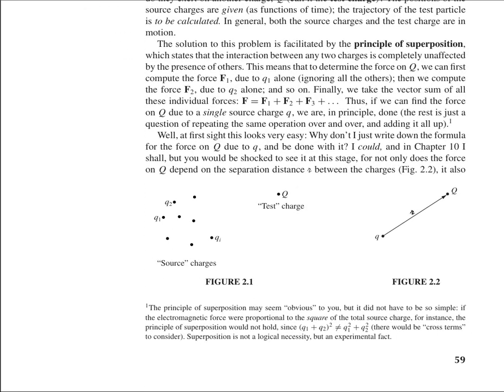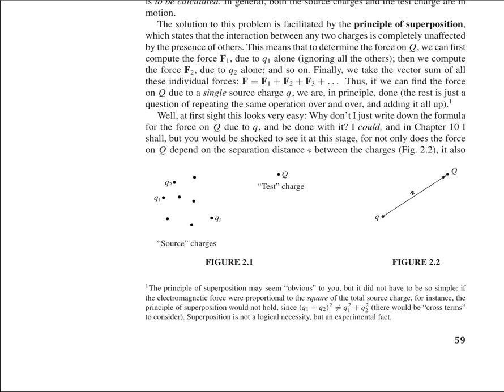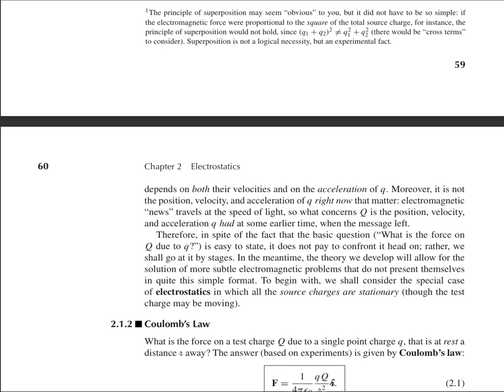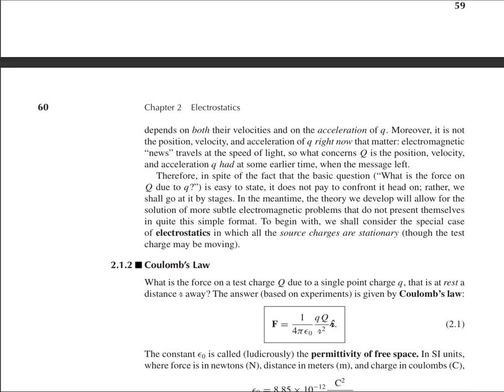For not only does the force on Q depend on the separation r between the charges, figure 2.2, it also depends on both their velocities and on the acceleration of Q. Okay, ये थोड़ा नया है कि it does not only depend on कि r distance, it also depends on the velocity and acceleration. Moreover, it is not the position, velocity or acceleration of Q right now that matters. Electromagnetic news travels at the speed of light. So what concerns Q is the position, velocity and acceleration Q had at some earlier time when the message left.